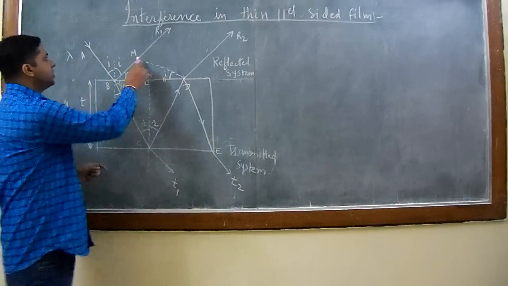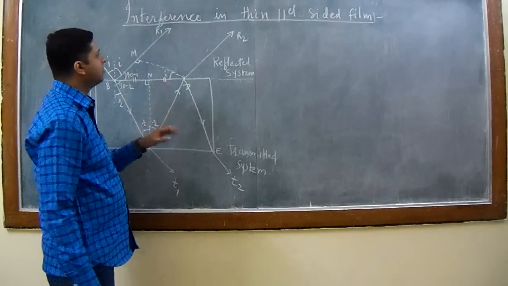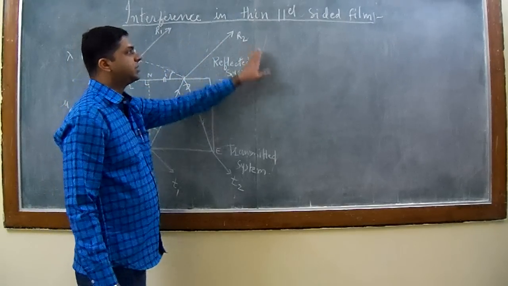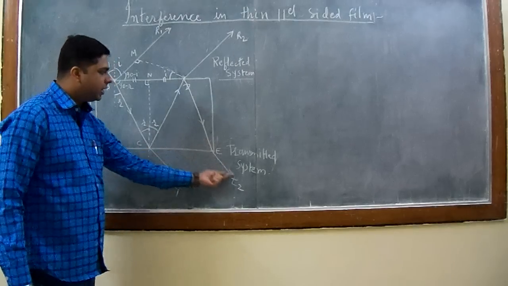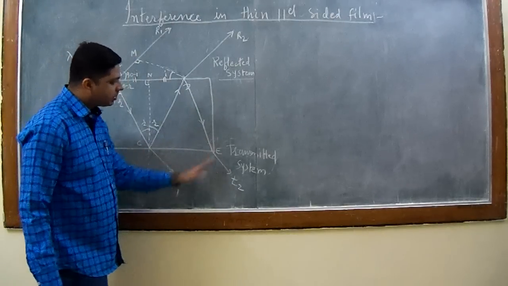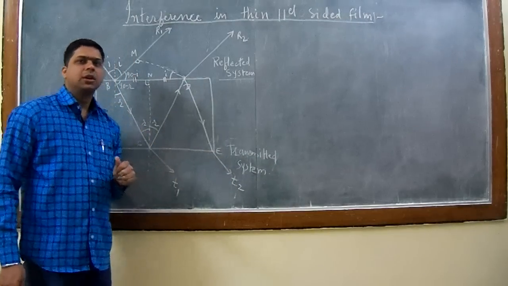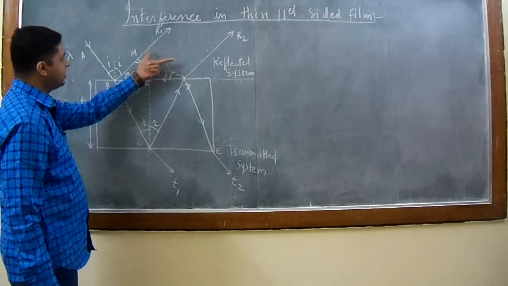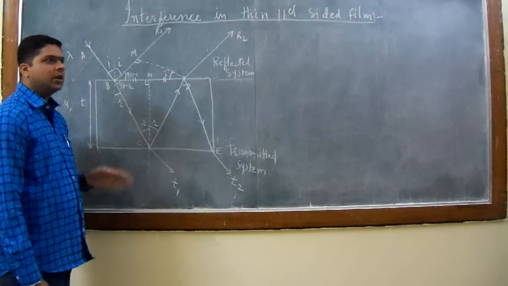So we obtain two rays, that is BR1 and DR2, and these two rays seem to be reflected from the film, and therefore the rays which are reflected from the film constitute a system which is called the reflected system, while rays CD1 and ET2 seem to be transmitted from the film, and therefore they constitute a system which is called the transmitted system. So we obtain two rays in the reflected system and two rays in the transmitted system by the method of partial reflection and refraction.